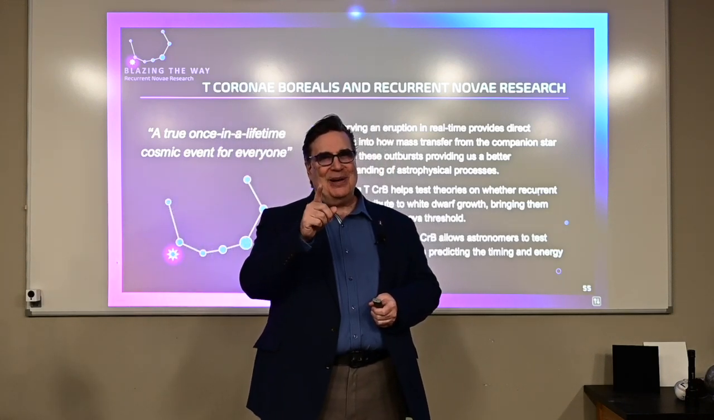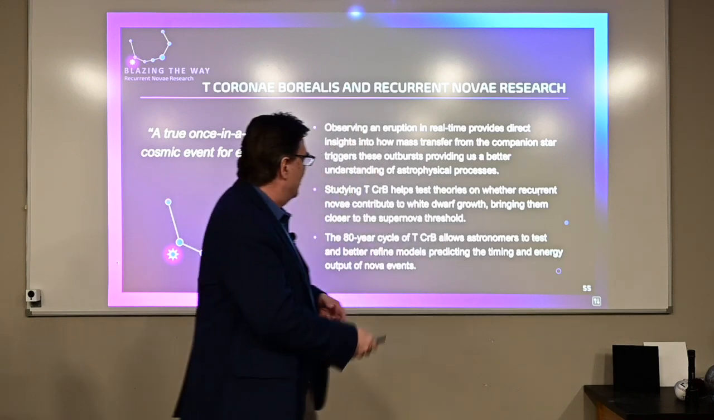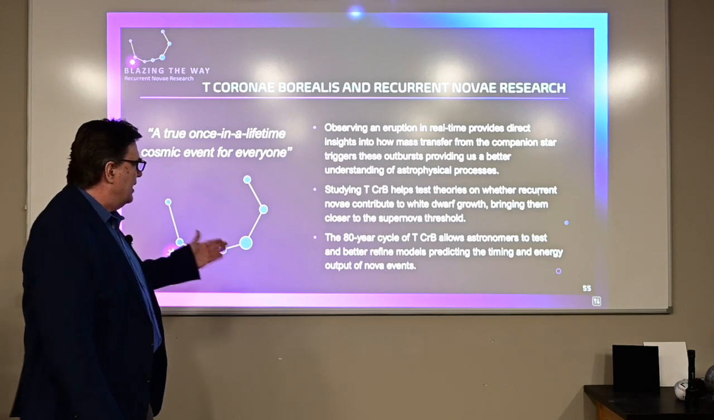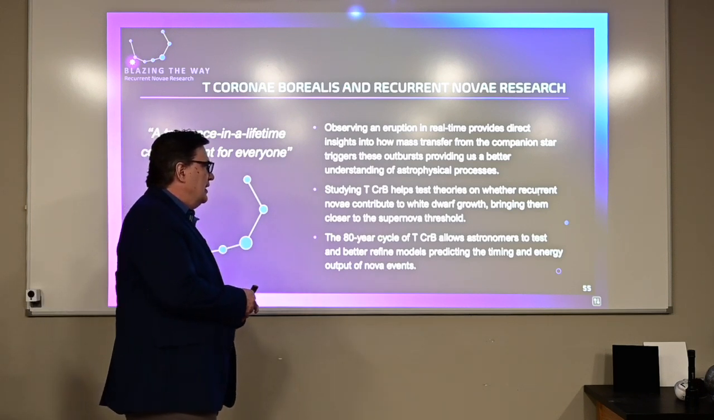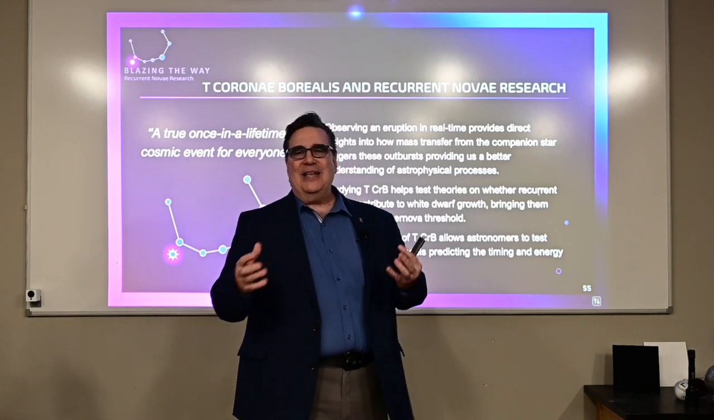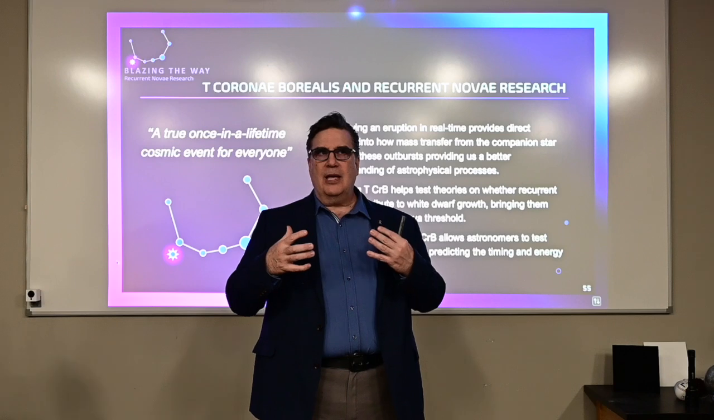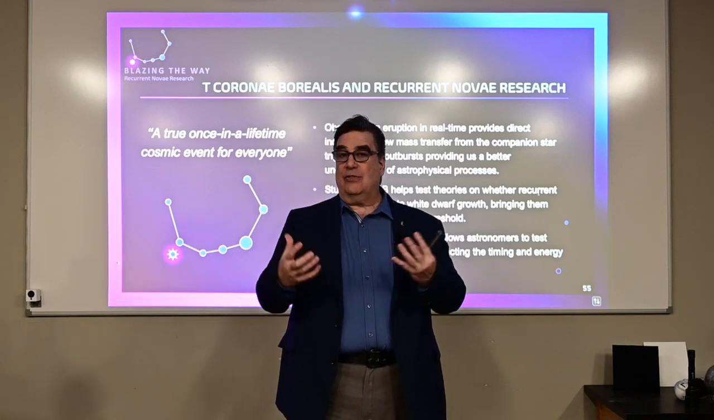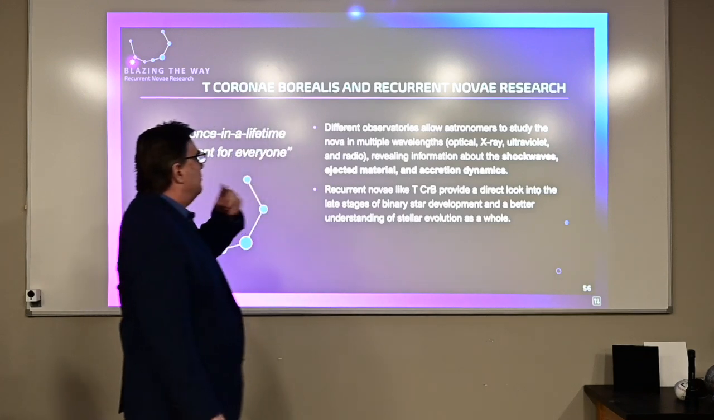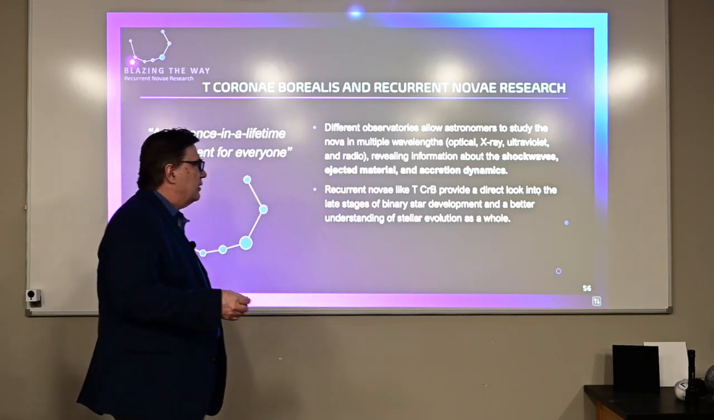We'll actually talk about that towards the end of the program, which is coming up very, very soon. And the 80-year cycle of TCRB allows astronomers to test and better refine models predicting the timing and energy output of nova events. So that means that for other recurrent novas, we'll be able to predict those with even better accuracy.